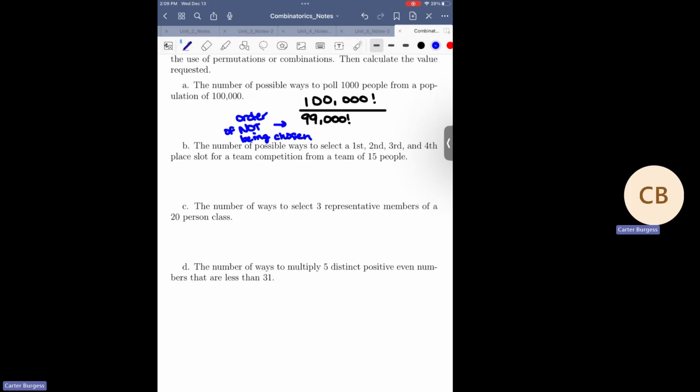If I have 1,000 people in 1,000 spots, how many different ways can they be arranged? 1,000 factorial, and we are trying to divide out that ordering, dividing our 100,000 factorial not just by the 99,000 factorial, but by an additional 1,000 factorial, to say I also don't care about the order in which they are chosen.